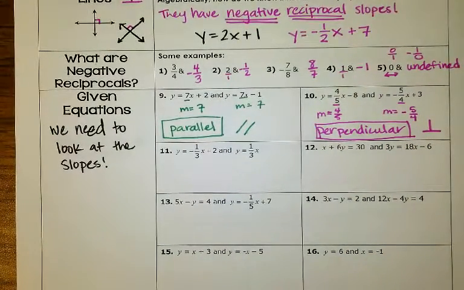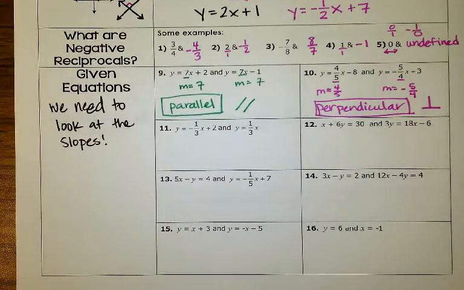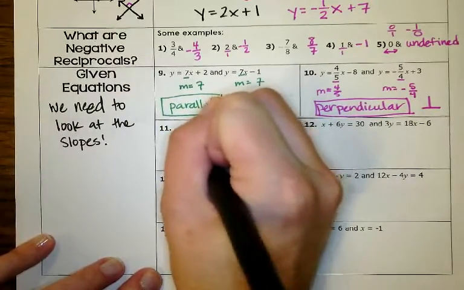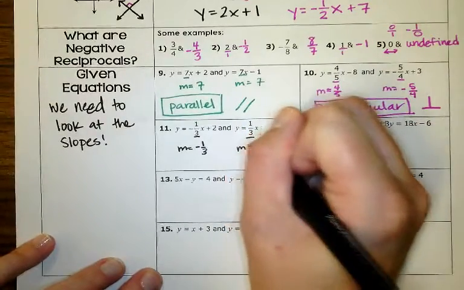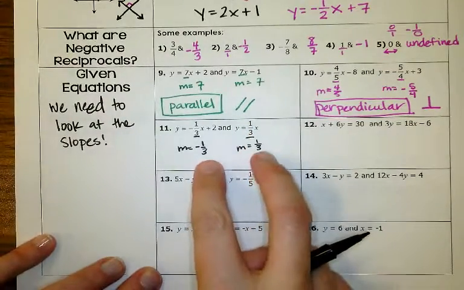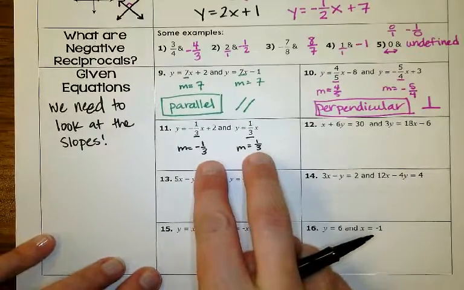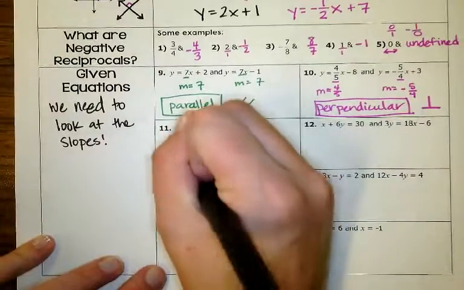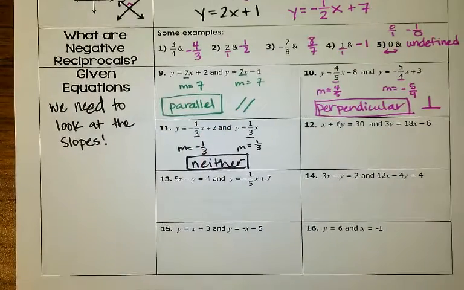Okay? Now, number 11. Let's take a look at number 11 here. What is my slope for number 11? M equals negative 1/3. What's the second slope here? M equals 1/3. What is true about these? Do these have a special relationship? No, they're not the same. They are the negative of one another, but they're not the reciprocal. So this one right here is neither. Does that make sense, y'all? That one's neither. All right.